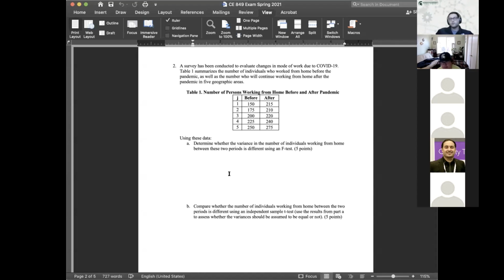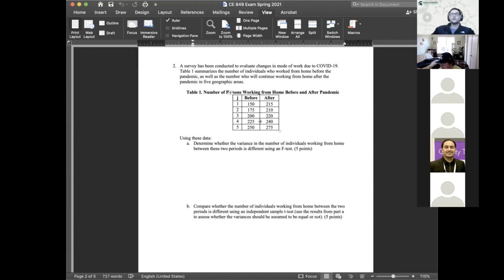And so the first question we asked, and this was asked for two reasons, first of which is to demonstrate that you could conduct a test of variance, and then it also led into a decision for the second part of this problem. And so the F-test, as you recall, is just a simple ratio of variance. In this instance, we could take the variance of the before data divided by the variance of the after data, or vice versa.